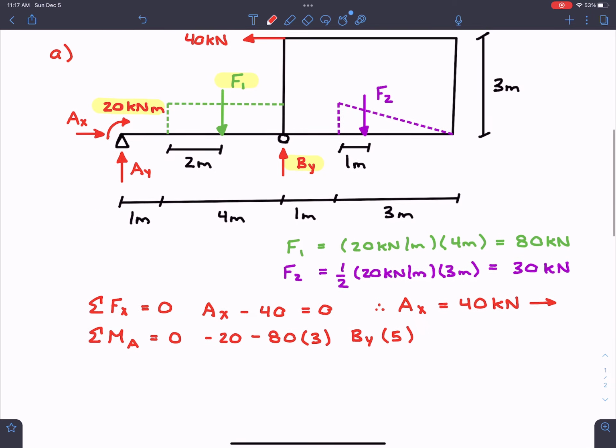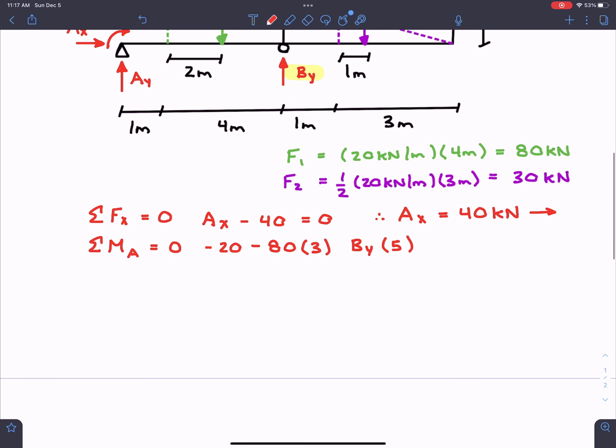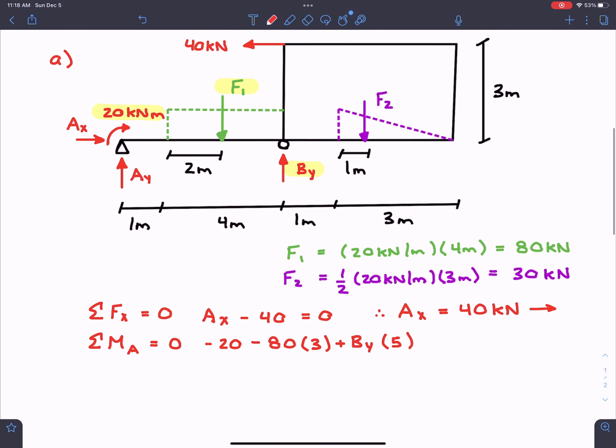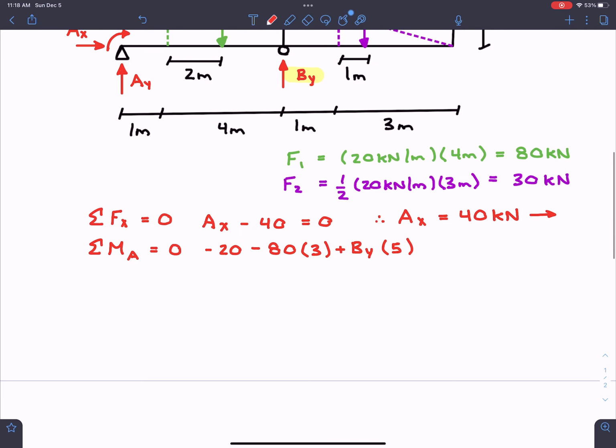If we were to look at the kind of rotation By creates, again, I'm just going to hold my pencil, and this time instead of pressing down, I'm going to press up, like we assumed for By. And as we see, it creates a counterclockwise rotation. So we know that this is going to be a positive value. And then moving on, we can see that we also have F2. So F2 we already know is 30 kilonewtons. So I'm just going to come over here. I'm going to put 30.